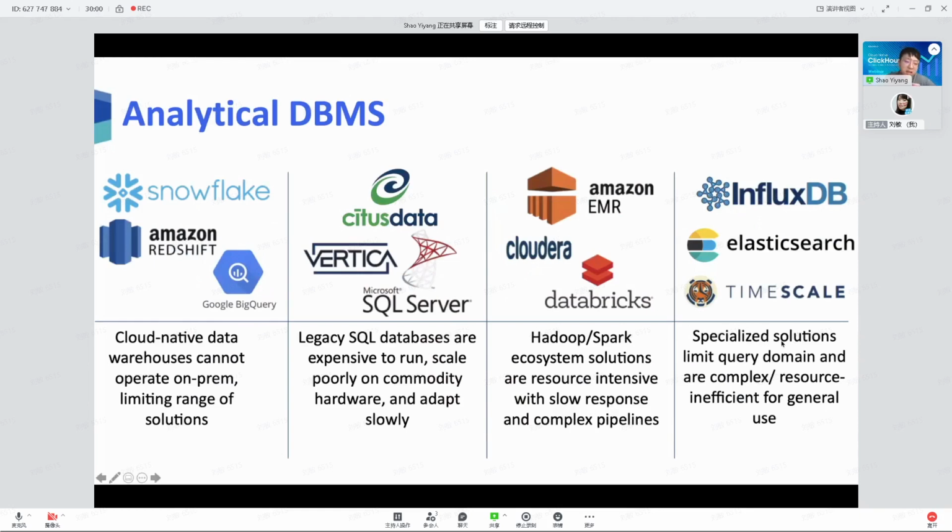And we also have some domain-specific solutions, things like Elasticsearch, InfluxDB. Elasticsearch is catered for unstructured data, especially for text search and log search, but it is complex to use and sometimes not easy to handle because it also requires some domain knowledge, like Elasticsearch SQL, to query the database.